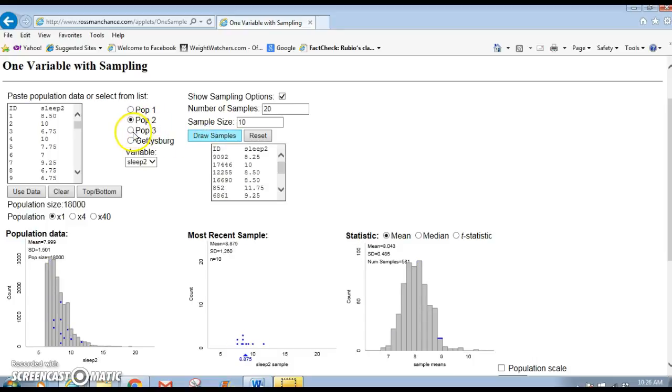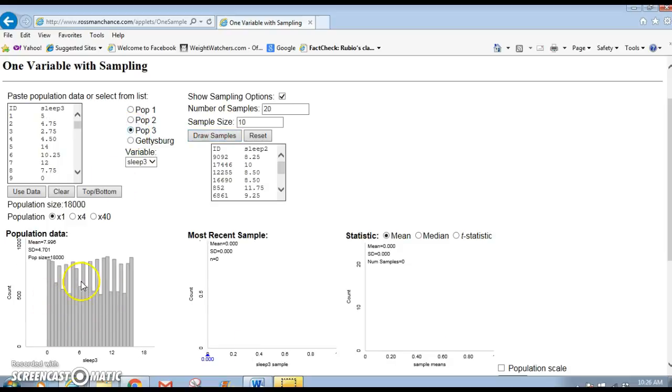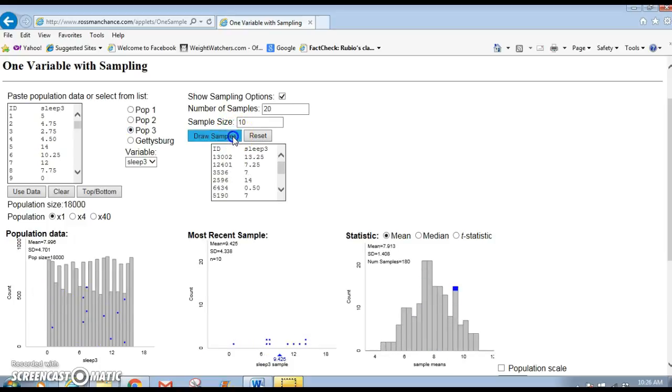There are also other populations. If you wanted to show your students a uniform population, it's going to do the same thing. If I'm drawing the samples, eventually this histogram will be unimodal and symmetric, no matter the shape of the original population.